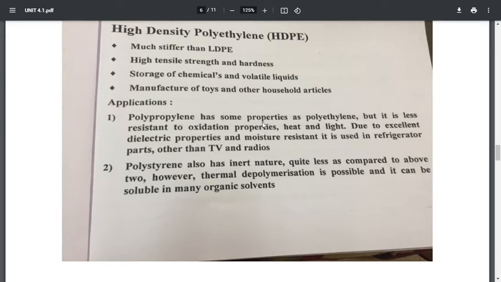Application: polypropylene has some properties like polyethylene, but it is less resistant to oxidation, heat, and light. Due to excellent dielectric properties and moisture resistance, it is used in parts of refrigerators, TVs and radios. Polystyrene also has an inert nature, but quite less as compared to the above two. However, thermal depolymerization is possible and it can be soluble in many organic solvents. So see, HDPE is even better than these two, polypropylene and polystyrene.